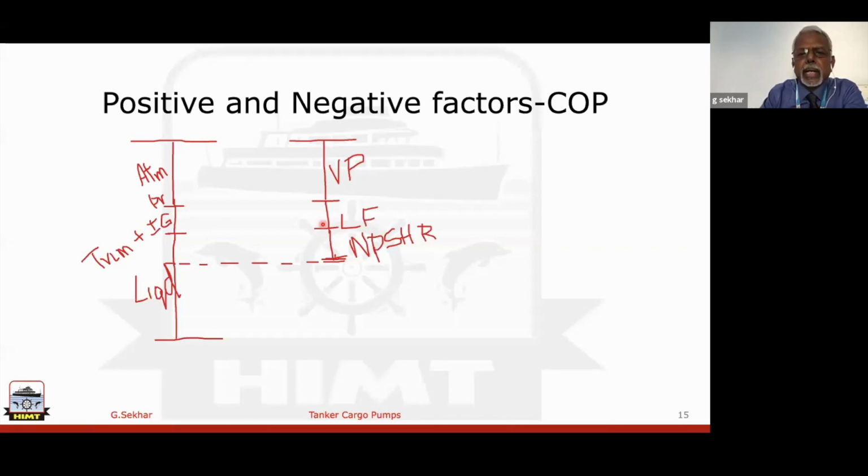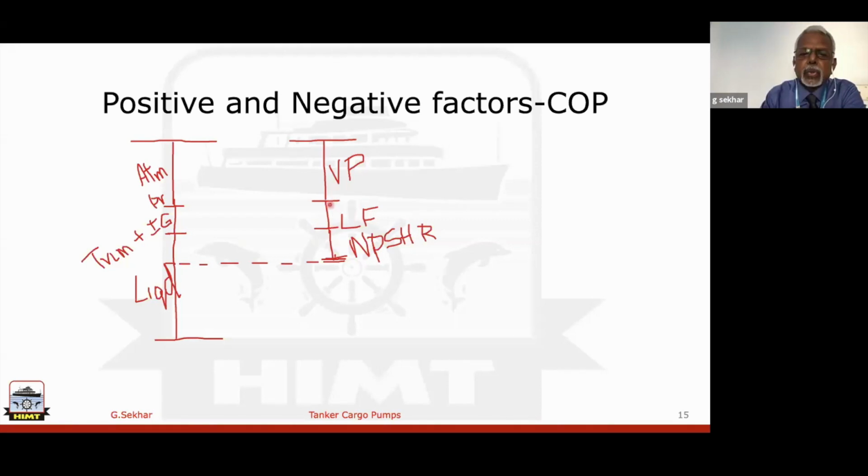So on the negative factor, one point I am talking about is the vapor pressure of the liquid which the cargo pump is handling. And the second point I am looking at is line friction. This friction depends upon viscosity, length of the pipeline, diameter of the pipeline, and the number of bends the pipe has. It may be a short bend, it can be a long bend. These are all the things contributing to line friction.